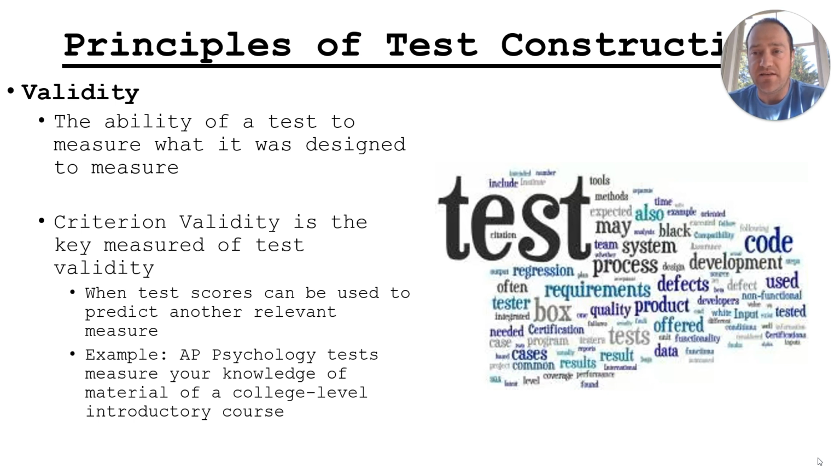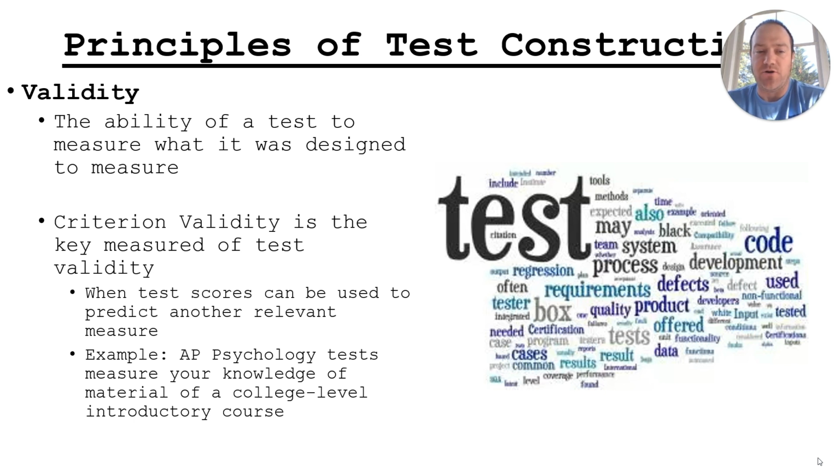So validity again is the ability to measure what it's designed to measure. Sometimes criterion validity is the same. You hear this thrown around as well. That is basically when test scores can be used to predict another measure.